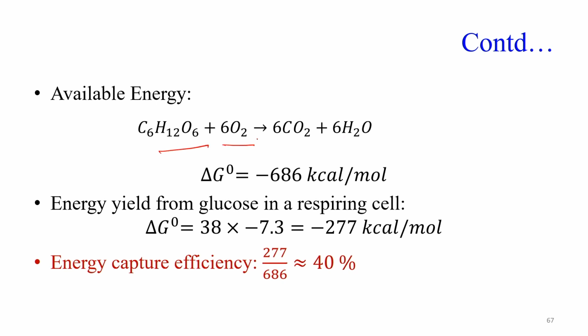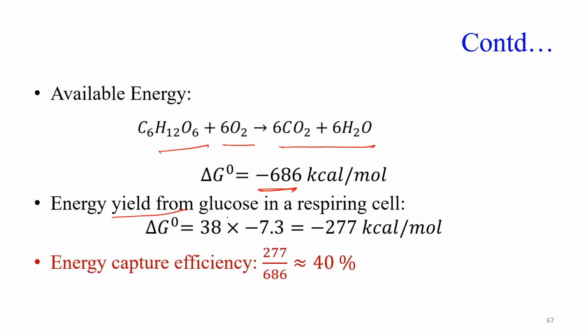Now, we can calculate the energy capture efficiency from glucose. If you oxidize it, you will get carbon dioxide plus water, delta G value is minus 686 kilocalorie per mole, and the energy yield from the glucose in a respiring cell is 38 ATP molecules. 38 into minus 7.3 becomes minus 277 kilocalorie per mole. So, what is the energy capture efficiency if you club this glycolysis and respiration?